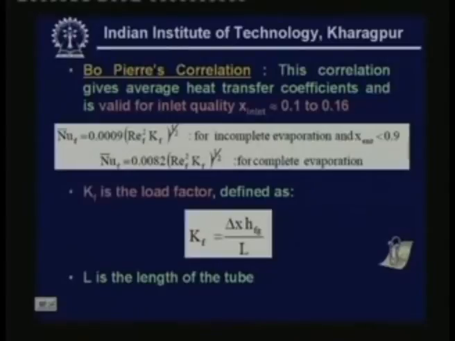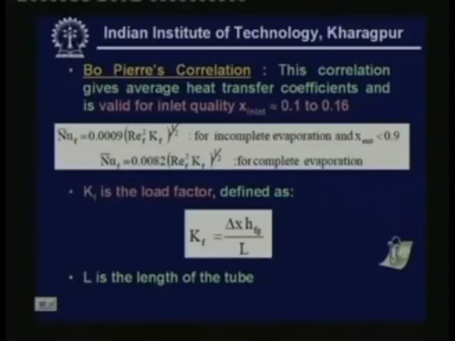We also have what is known as the Bo-Pierre correlation, which is normally used for refrigerants. This correlation gives average heat transfer coefficients and is valid for an inlet quality X inlet varying between 0.1 and 0.16. That means at the exit of the expansion valve and at the inlet to the evaporator, the refrigerant quality should be between 0.1 and 0.16. The correlation is given here.